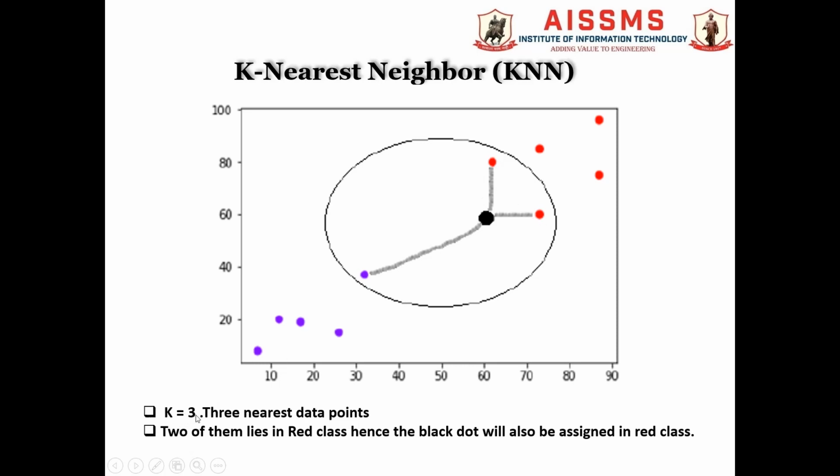We can consider different values of k. So in this case the k is 3. That's why the distance of this new data point with these three nearest data points is calculated. Two of them lie in the red class, hence the black dot will be assigned to the red class.